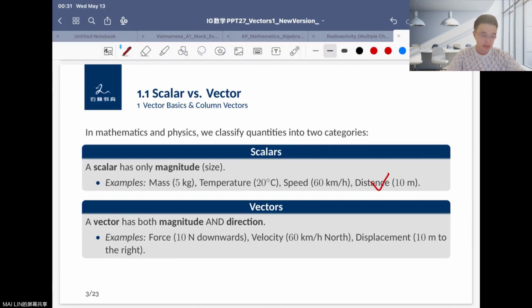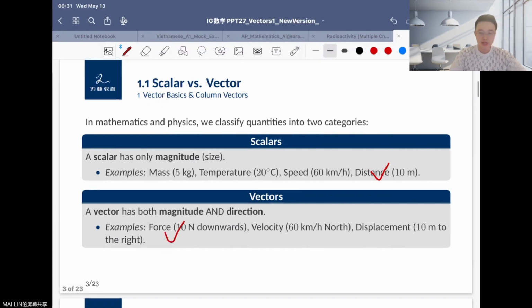Okay. But vector is quite different. We say a vector means that it has both magnitude and direction. Okay. So for example, force. We can say it is 10 Newtons downward. Okay. And maybe velocity is 60 kilometers per hour to the north. Okay. And displacement here is 10 meters to the right. So we can say here that a vector means both magnitude and direction.